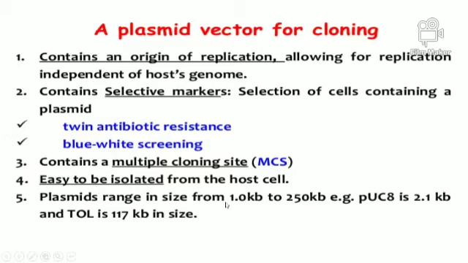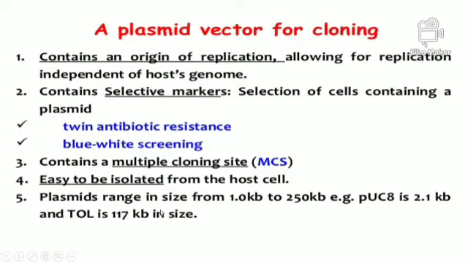Plasmid size ranges from 1 kb to 250 kb. So you can use a range from 1 kb base pair to 250 kb base pair. Then we have another, pUC8, which is 2.1 kb, and then TOL, which is 117 kb in size. These are different types of plasmids which can be used according to the size of the desired gene we have to insert. So according to the size you have to choose the plasmid.